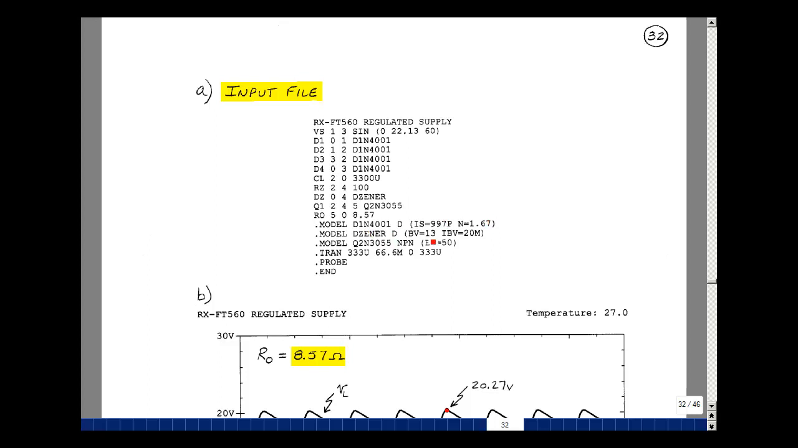My zener with 13 volts and 20 milliamps. The beta for my transistor of 50. And then I want to do 4 cycles, so 1 over 60 is 16.66. Multiply that by 4, and then divide that by 200. Start at 0 and make the ceiling step the same as the print step. Take a look at the output.